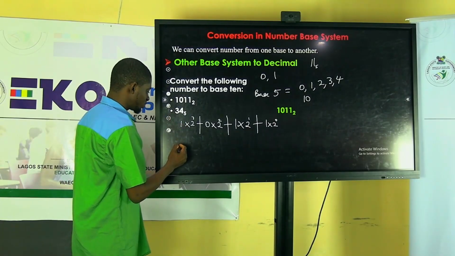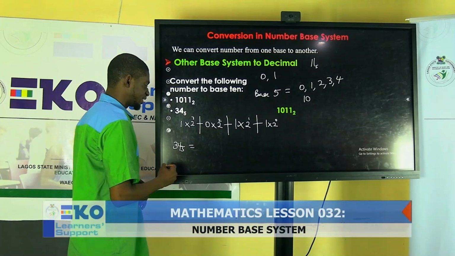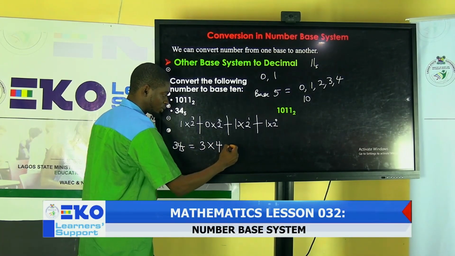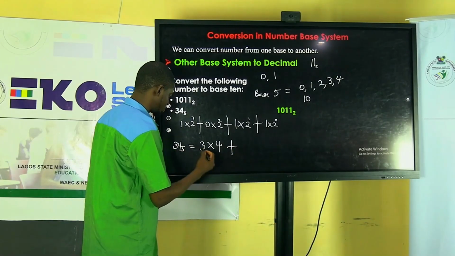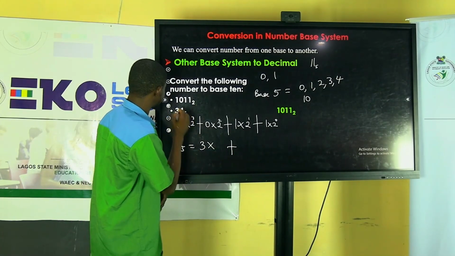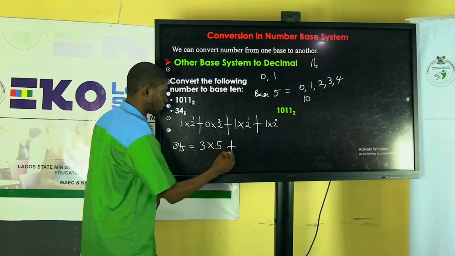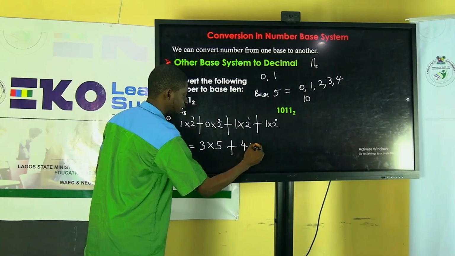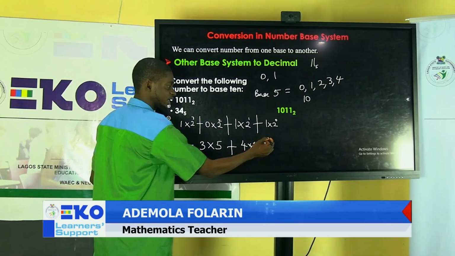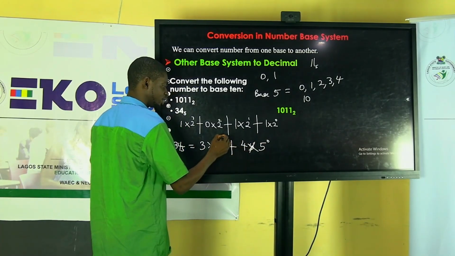For the second one, 34 base 5, if I'm to convert this to base 10, it's going to be 3 times 5. We multiply by the base. 3 times 5, remember it's base 5, plus 4 times 5. Once we are done with this, we now start. You give the base power of 0 from the right hand side, 1.